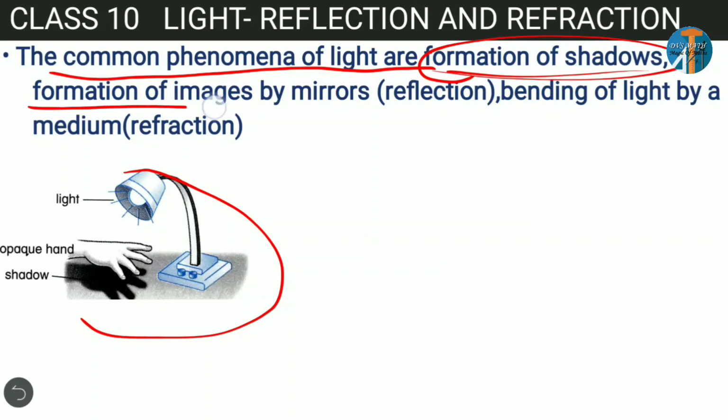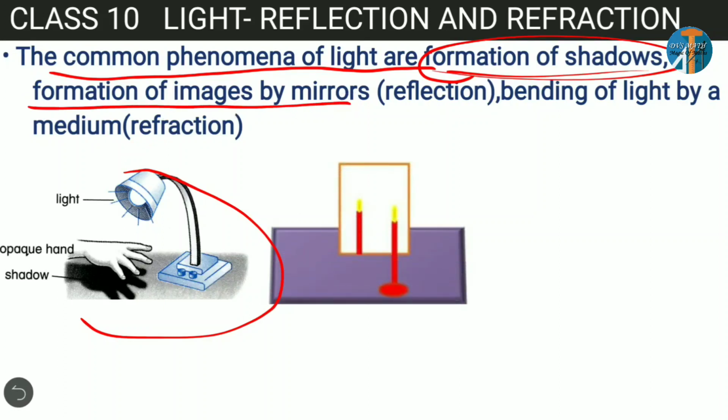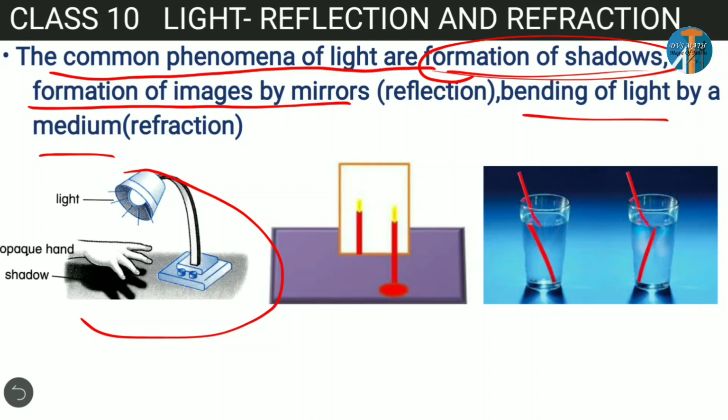Next, formation of images in mirrors. Yes, reflection. You can see the reflection of an object through mirrors. And bending of light through a medium. For instance, if you keep a straw or a spoon in a glass of water, the straw seems to be bending. It is not really bending, it only seems so. So we call it refraction of light.